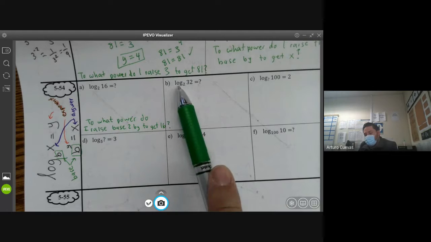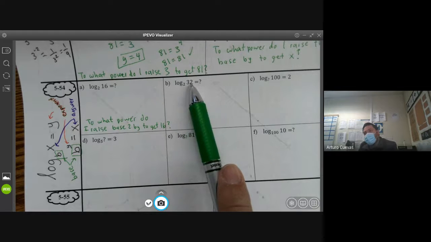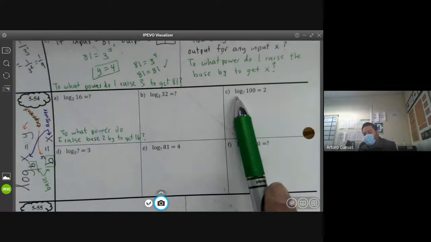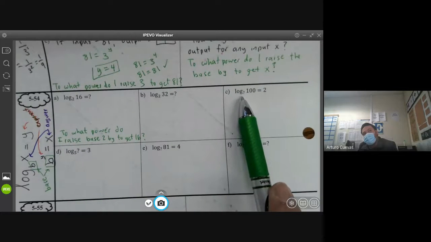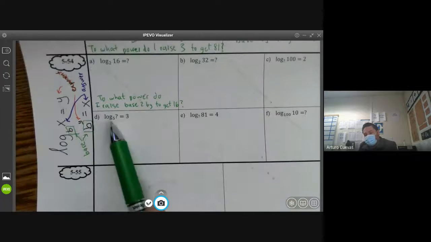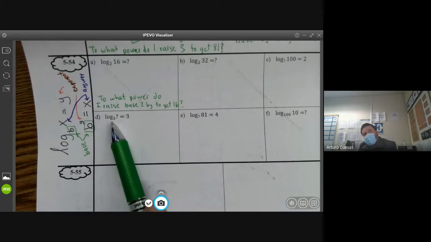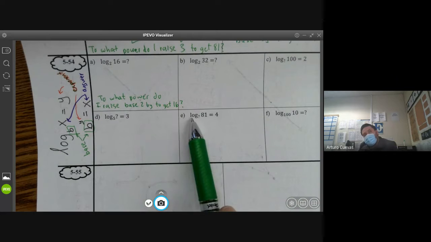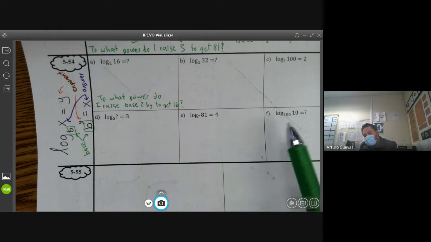To what power do I raise 2 by to get 32? Okay, read them with me because it's going to help you a lot. To what power do I raise question mark by to get 100? To what power do I raise 5 by to get question mark? To what power do I raise question mark by to get 81? To what power do I raise 100 by to get 10? And this is your exercise, right?